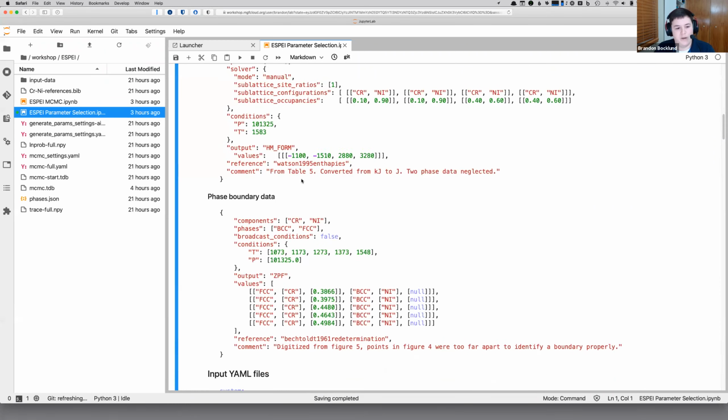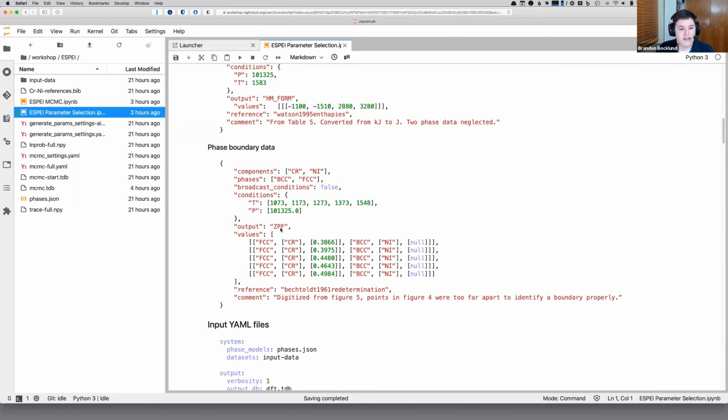But just while we're talking about data sets, I also want to touch on how you describe phase boundary data, since our minds are primed to think about data sets right now. So these are also JSON files where we have the component specified, and then all of the phases that participate in the equilibria that we want to describe here. And so in this case, we also can have a grid of temperatures and pressures. So you see in this case, we have 5 different temperatures. And then the output is ZPF.